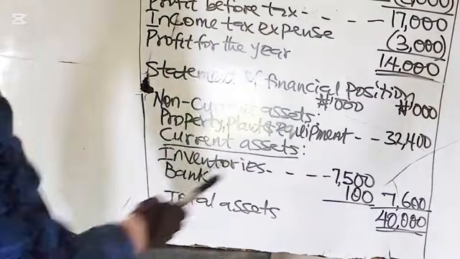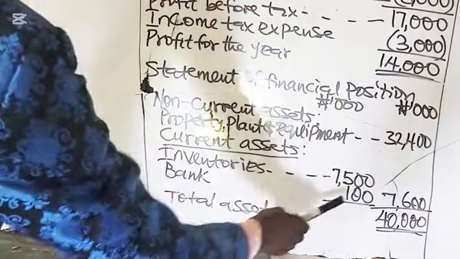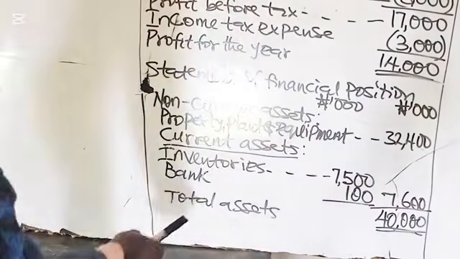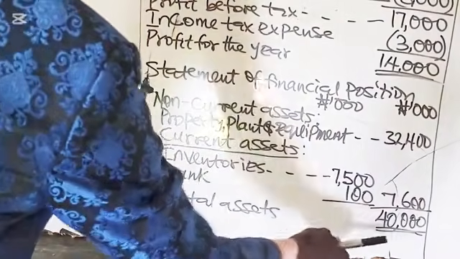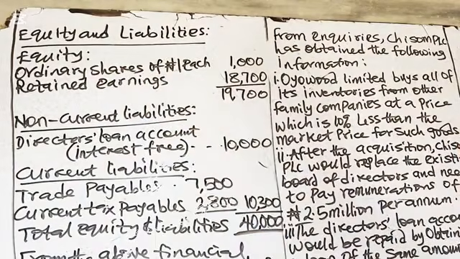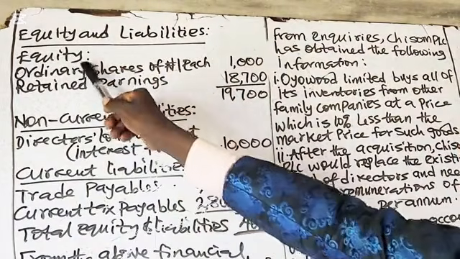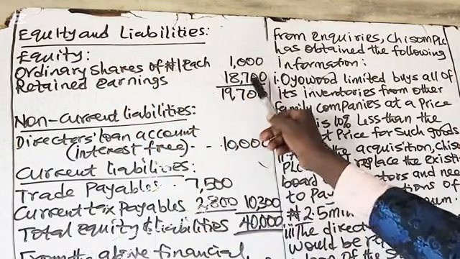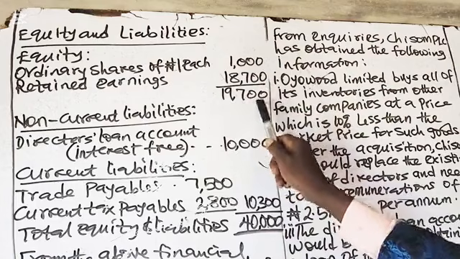Then we have current assets, which comprise inventories of 7,500 and bank 100. Total current assets is 7,600. Then we have total assets of 40,000 naira. We have equity and liabilities. Equity comprises ordinary shares of 1 naira each, 1,000, and retained earnings 18,700. Total equity is 19,700.